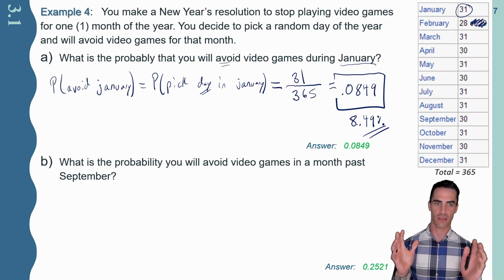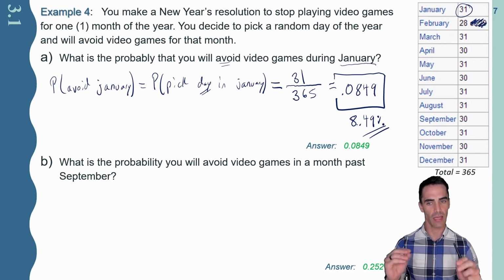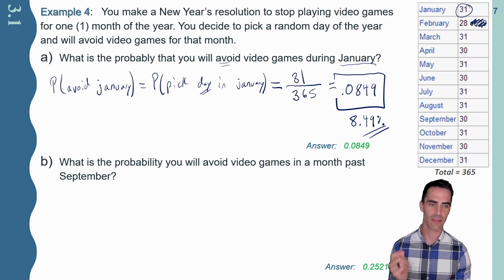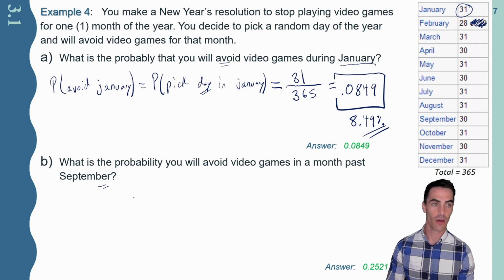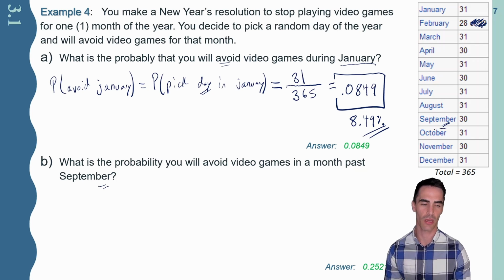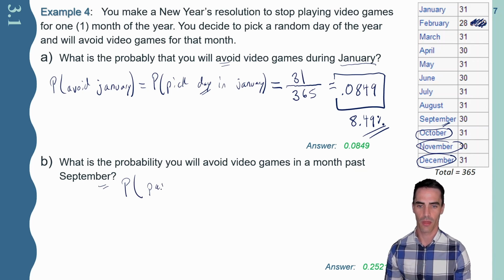What if we want to play higher stakes? I'd like to play games in January, February. Maybe I'm more like, hey, what's the probability that you will avoid games in the month past September? As long as I can hold off till then, I'll be golden. So what's the probability that we're in a month past September? You can look at my chart over here. Past September, I don't include September. October is satisfying. November, yes, and December as well.